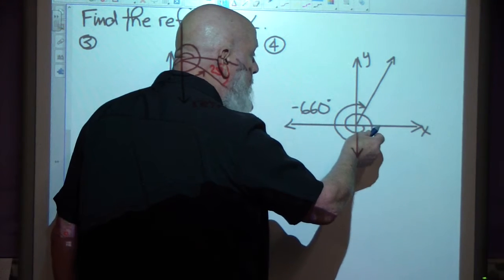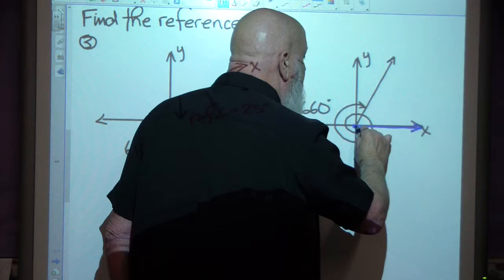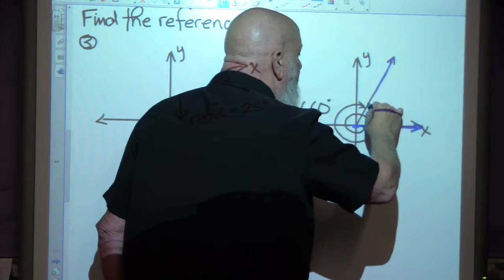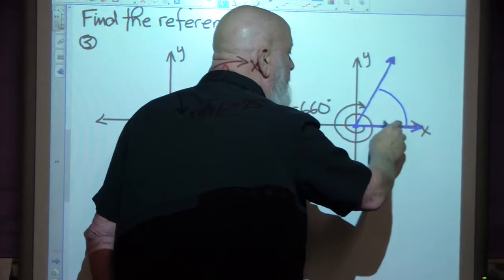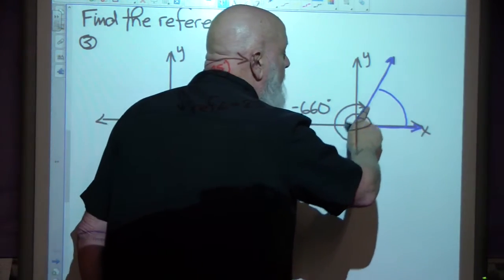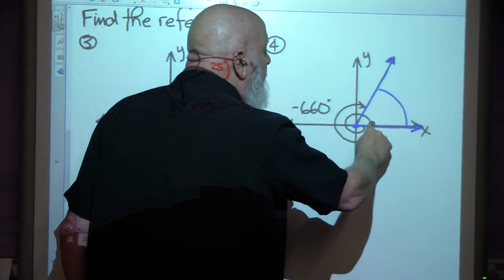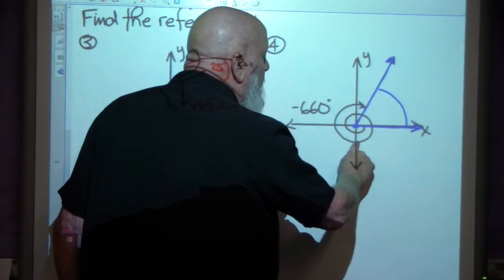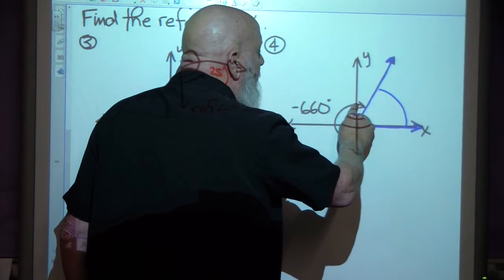I'm looking for the reference angle. That's the angle formed by the initial side and the nearest x-axis. So here's our angle we're talking about, and here's the reference angle we're looking for. The terminal side and the nearest x-axis. So here's negative 360, negative 450, 540, 630.